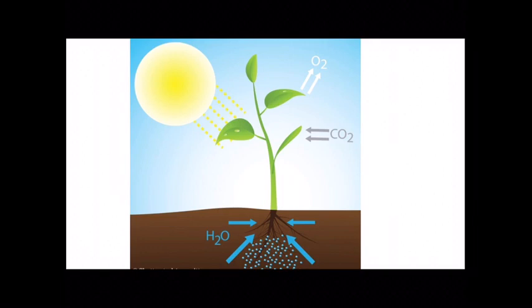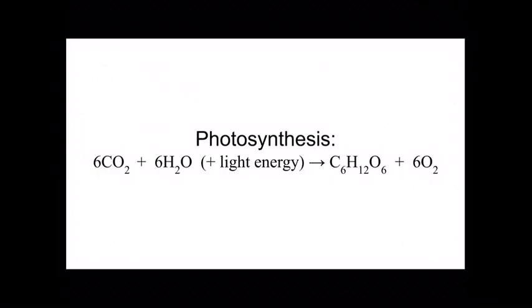And this slide is actually only showing the oxygen byproduct, but remember our equation that we looked at here: 6 CO2, so 6 carbon dioxide molecules, plus 6 H2O, 6 water molecules, plus light energy, so that energy from the sun, that converts to C6H12O6, which is glucose or other carbohydrates, and 6 oxygen molecules. So that was our equation that we used for photosynthesis.